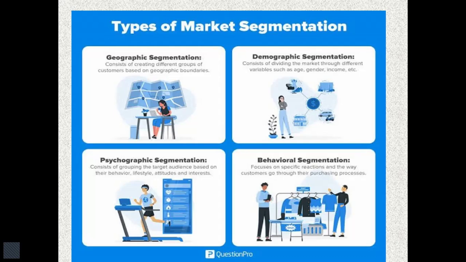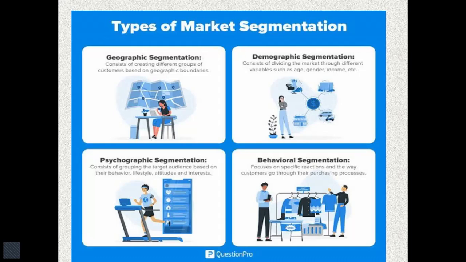Demographic, as the name itself implies, means dividing the market on variables based on age, gender, income, occupation, and size. Again, as I've discussed earlier, demographic has such huge depths in it, and getting insight of those depths will help the organization flourish. Psychographic segmentation divides the group based on their behavior, lifestyle, attitudes, and interests. It's highly influenced by the socio-cultural environment as well.